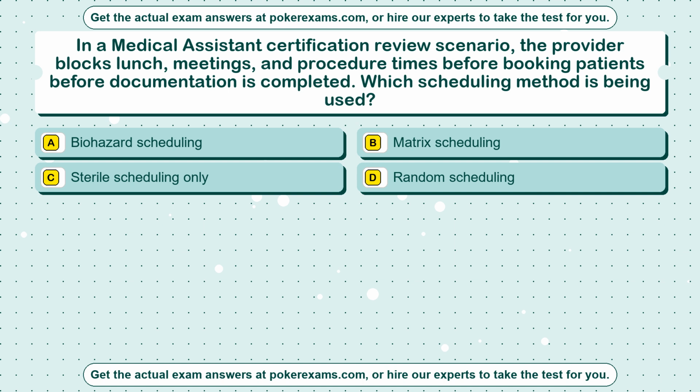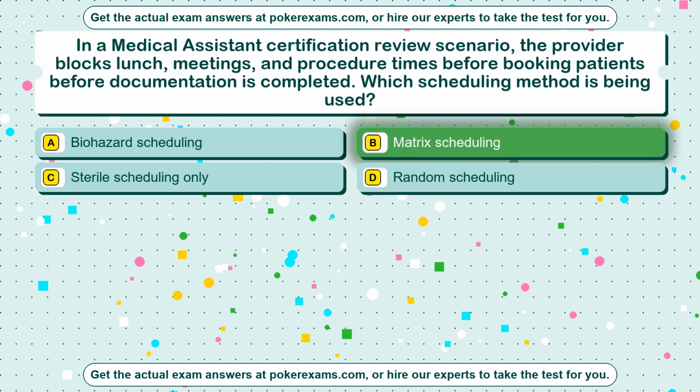Option A, biohazard scheduling. Option B, matrix scheduling. Option C, sterile scheduling only. Option D, a random scheduling. The correct answer is option B, matrix scheduling.